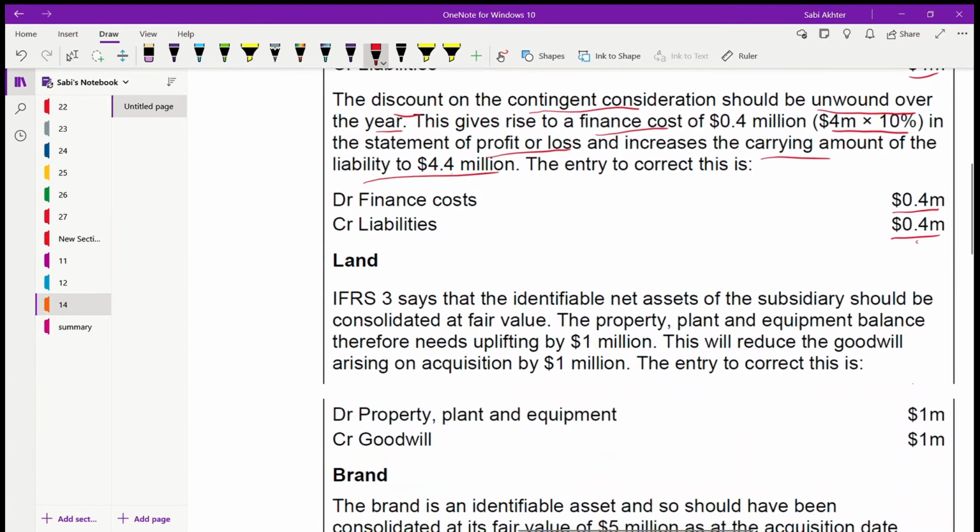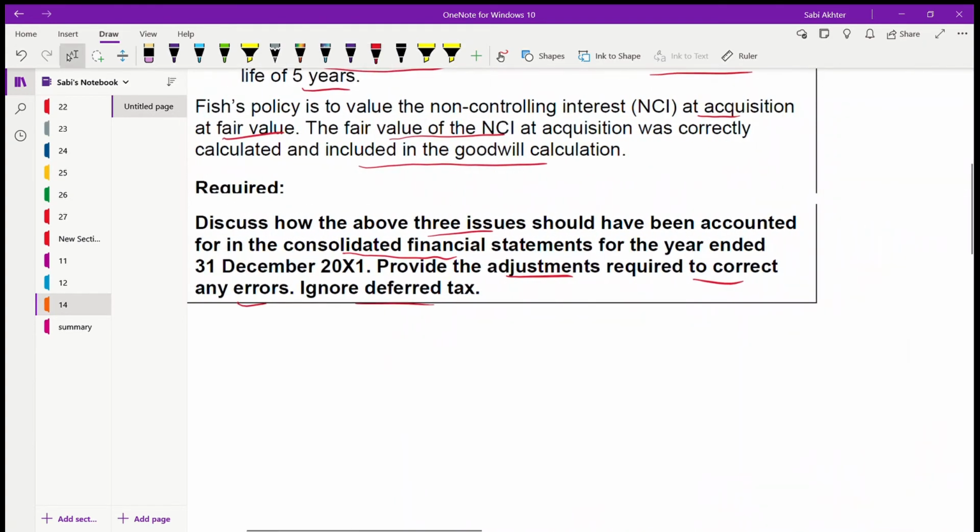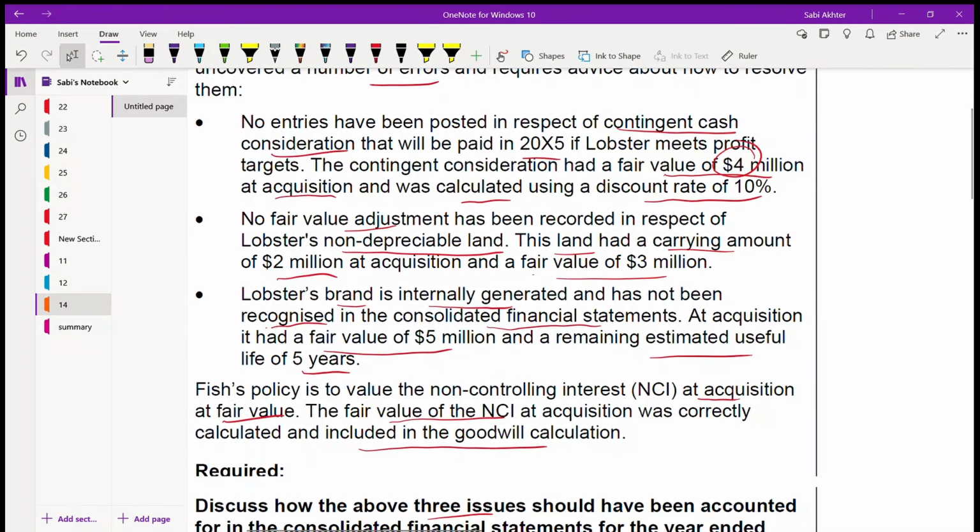Now we are going to the second one, land. Land is a part of a net asset. It should be measured at fair value. So you have to uplift this by 1 million. And net asset increases means goodwill will reduce by 1 million. So you debit property, plant and equipment because it will increase, and you credit goodwill because goodwill will go down. We'll see that 1 million for land. It was 3, this is the fair value, but at acquisition it was 2. You have to take the fair value, so you have to increase by 1 million.